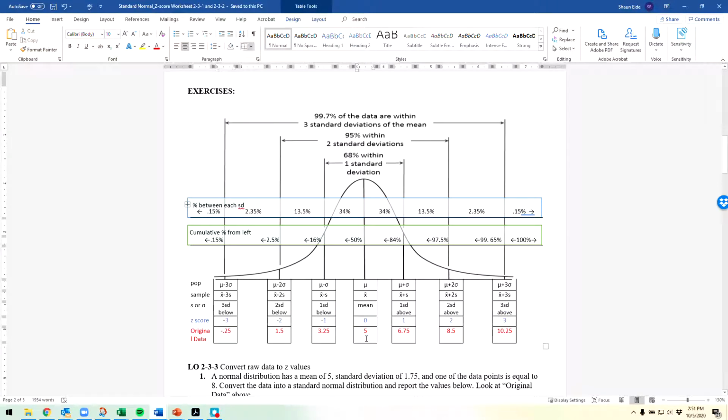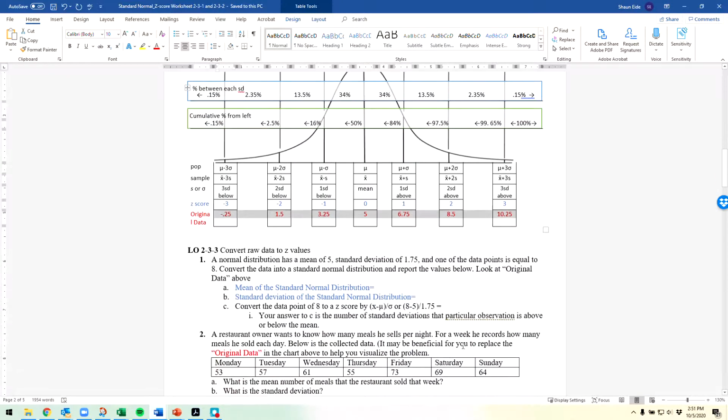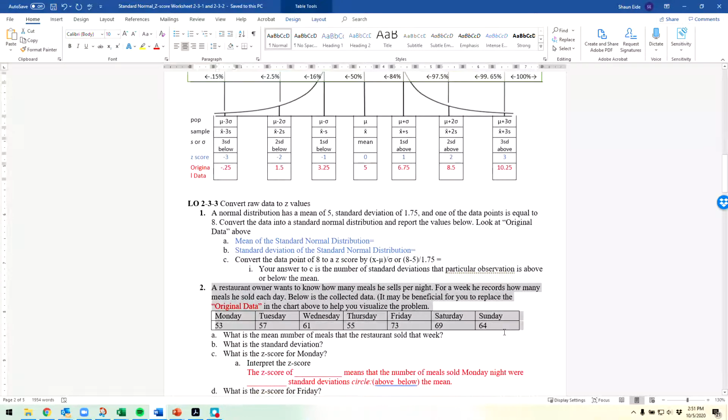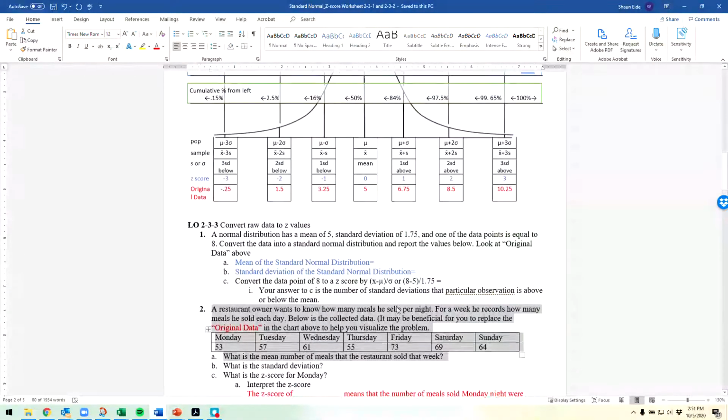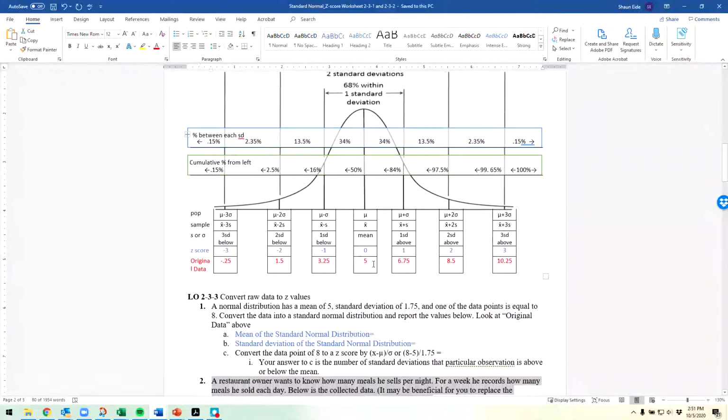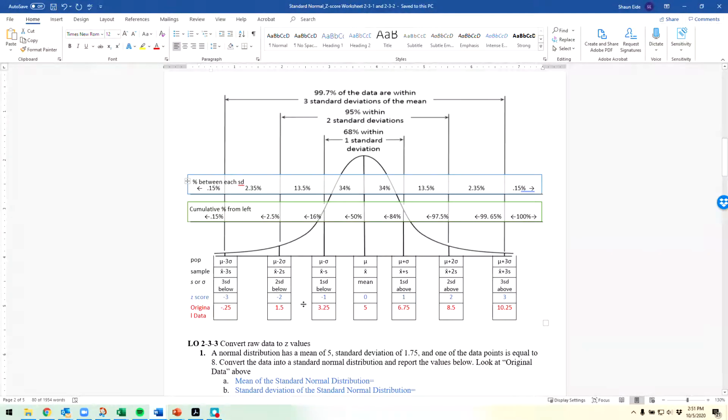Now, you can still put your original data. It's reflective of something, but it's got a mean of 5 with a standard deviation, it looks like, of 1.75. I think I borrowed this from a different question. But so you've got the mean of 5 and the standard deviation of 1.75.